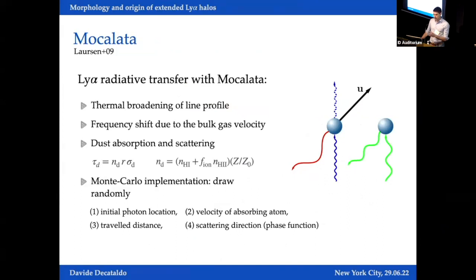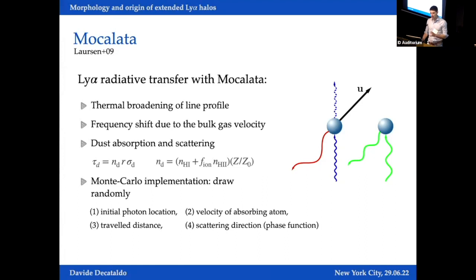This code is taking into account many mechanisms. For example, we have to consider the thermal broadening of the line, the Doppler shift due to the fact that the gas emitting the line has an intrinsic velocity. So we have also to take into account that. And very fundamental is the accounting of dust absorption. Dust is very important because it, as much as hydrogen, is responsible for absorption and scattering of the line. And this term is usually scaled with metallicity because we expect dust grains to be formed by metals.